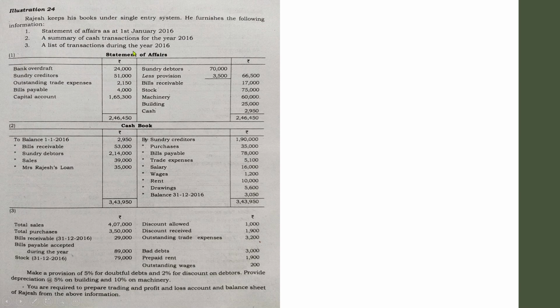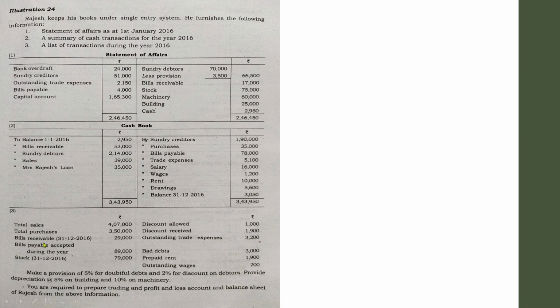A list of transactions during 2016. Apart from these two, some additional information is also given here. Total sales is given, total purchases is given. When total sales and total purchases are given, it may be to find out either the cash transaction or the credit transaction. One piece of information may be given in the question: cash sales or cash purchases may be given, and you need to find credit sales and credit purchases. So we will come to that.